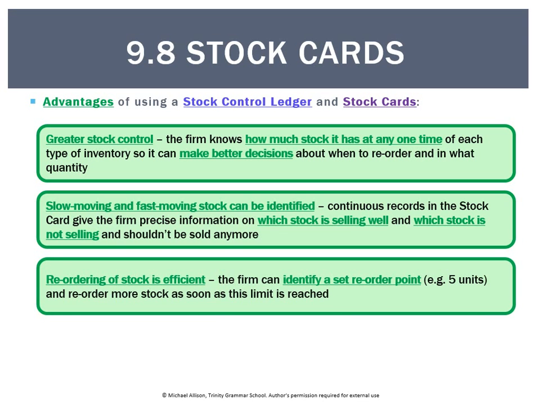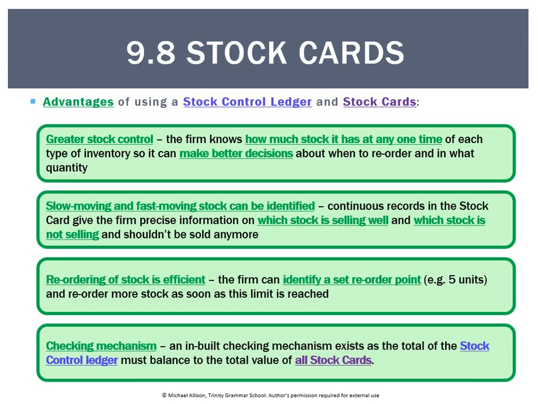That's another advantage. Reordering stock is very efficient. We can identify a set reorder point, for example 5 units. And as soon as the stock card hits 5, we can automatically reorder more stock. And lastly, we've got that checking mechanism, so we can make sure that the stock control ledger equals the balance of all the stock cards.